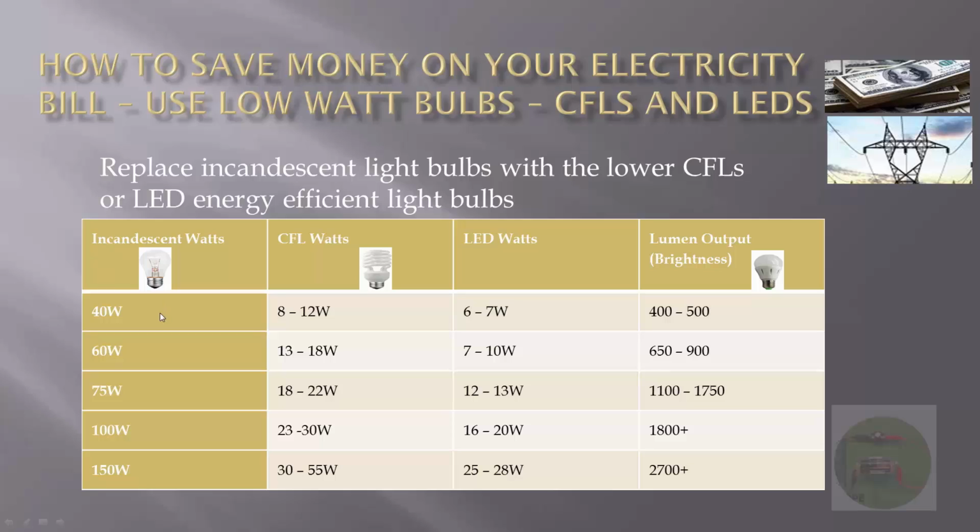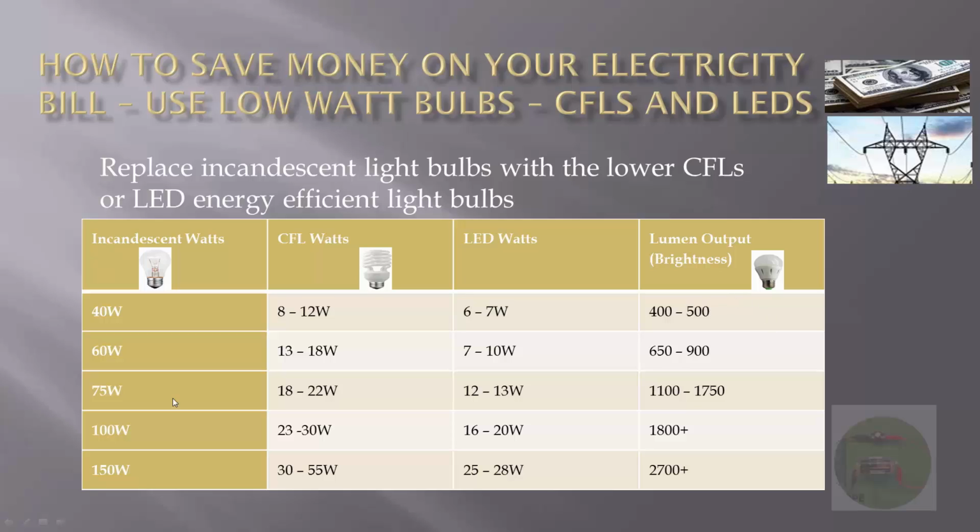So here on the chart, you can see that a 40 watt light bulb is equivalent to a CFL 8 to 12 watt bulb, or a LED 6 to 7 watt bulb. And of course, a 60 watt light bulb is equivalent to a CFL 13 to 18 watt bulb, or a LED 7 to 10 watt bulb. A 75 watt incandescent light bulb is equivalent to a CFL 18 to 22 watt light bulb, or a 12 to 13 watt LED light bulb. This gives you an example, and it shows you the brightness in lumen.